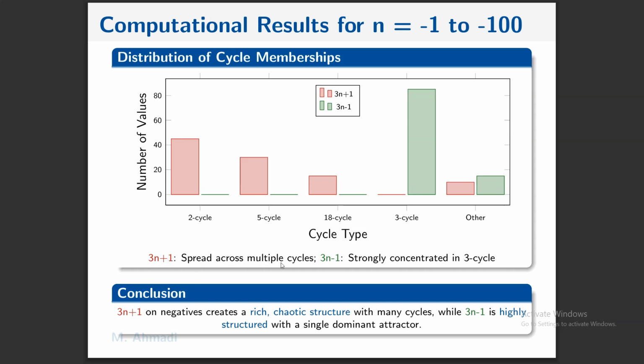3n+1 is spread across multiple cycles. 3n-1 is strongly concentrated in the 3 cycle. So, conclusion: 3n+1 on negatives creates a rich, chaotic structure with many cycles, while 3n-1 is highly structured with a single dominant attractor.